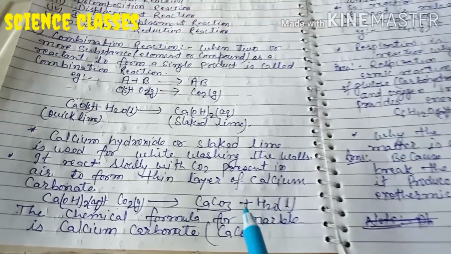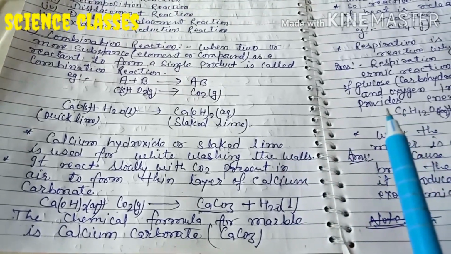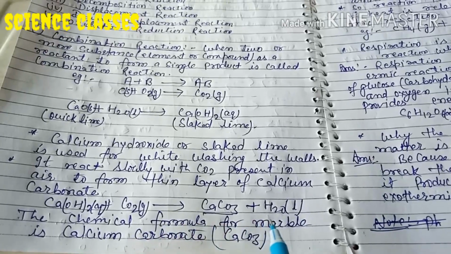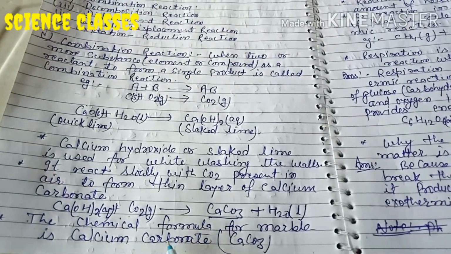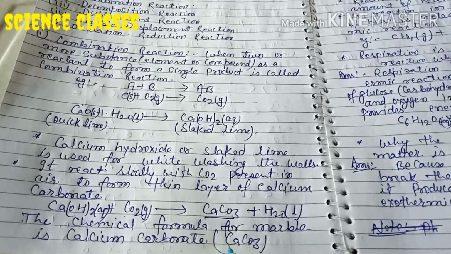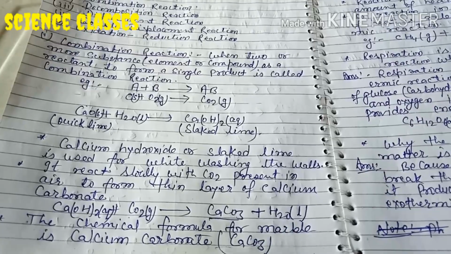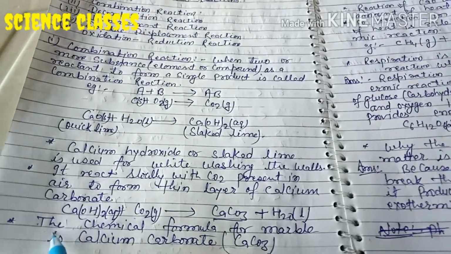Another thing is the chemical formula of marble. Do you know marble? Marble we use in homes for making the surface smooth. The chemical formula for marble is calcium carbonate, CaCO3. Just remember it.